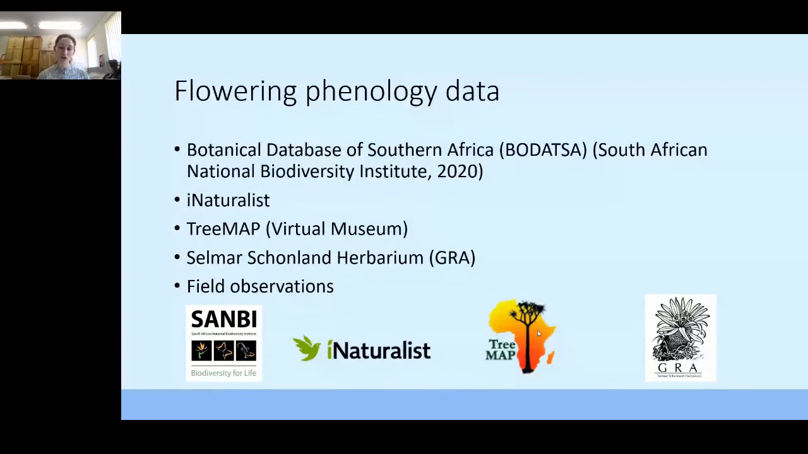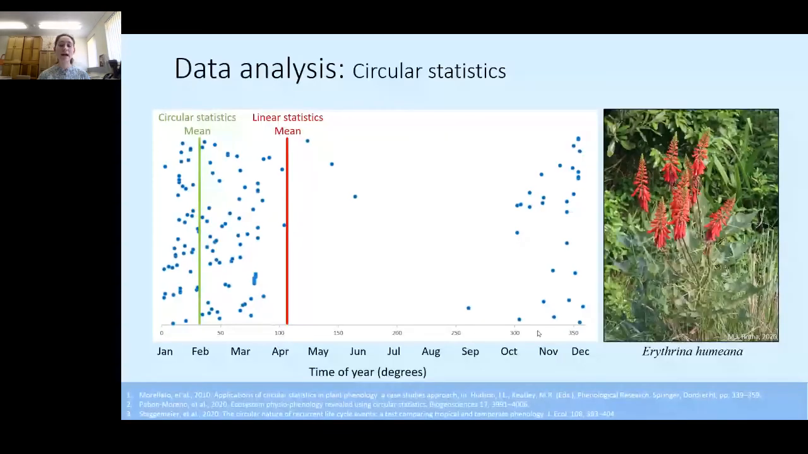Now, flowering phenology is a cyclical phenomenon that goes through annual cycles, and it therefore does not have a distinct zero point or value, or a start or a finish point that we can clearly define. And this makes it so that linear statistics are not appropriate for phenological trends. It is therefore necessary to use a branch of statistics called circular statistics.